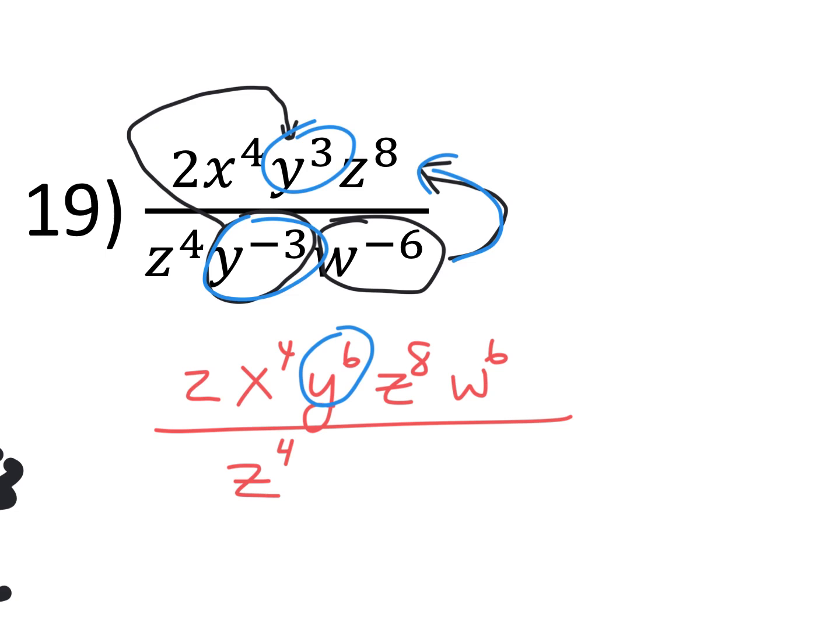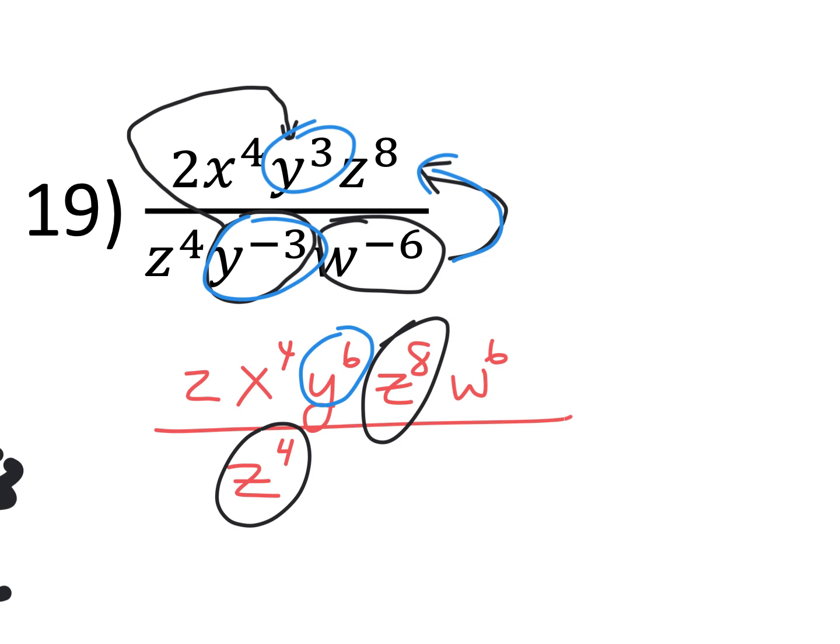But wait a minute. Maybe I am done. No, there's some z's on the top. So there's z's on the bottom and z's on the top. So you'll have to fix this. But that's how you'd start, is by moving any negative exponents to the other side of the fraction bar. So again, 19 is not done, but you should be able to handle it from there.